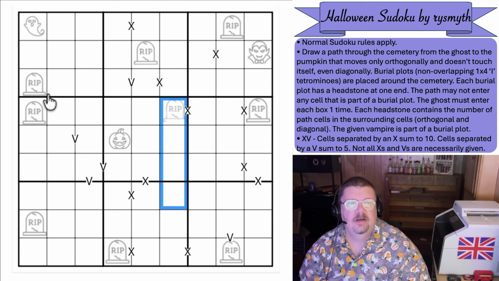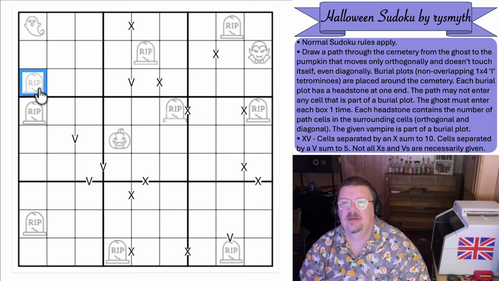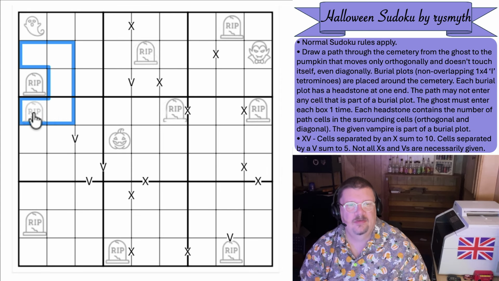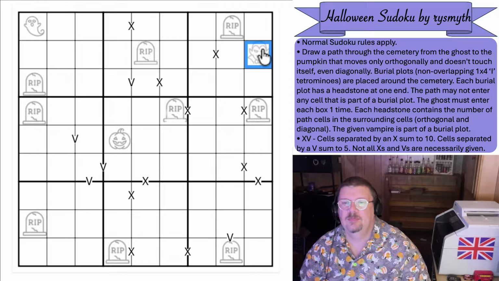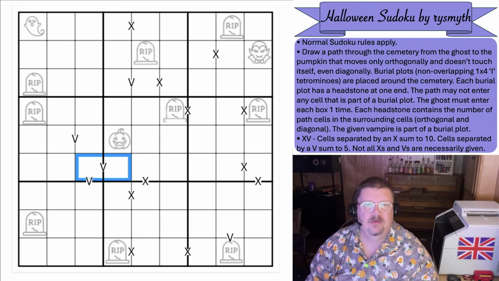Each headstone contains the number of path cells in the surrounding cells, orthogonal and diagonal. So this digit here is the count of path cells in those 5 cells. The given vampire is part of a burial plot. X and V: the cells separated by an X sum to 10, cells separated by a V sum to 5. So those two will sum to 10, those two will sum to 5. Not all X's and V's are necessarily given.